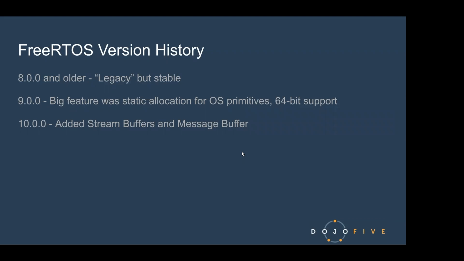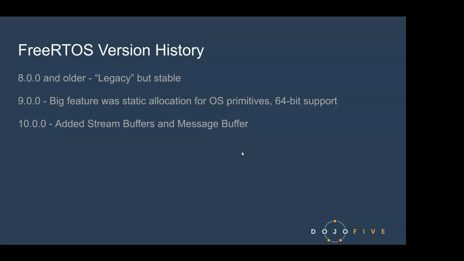The version history: 8.0 and older is what I consider legacy and stable. They don't release versions that often. 8.0 is probably 4 years old. 9.0, their big feature there was static allocation, which we'll talk about in a bit when we get to the API. It allowed a little more predictability in certain types of embedded systems, allowing us to allocate the memory used in those systems up front and be able to prove that you weren't going to run out of memory in the middle of some operation in the field, or in a worst case scenario.